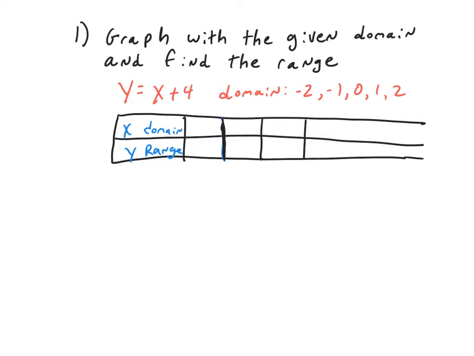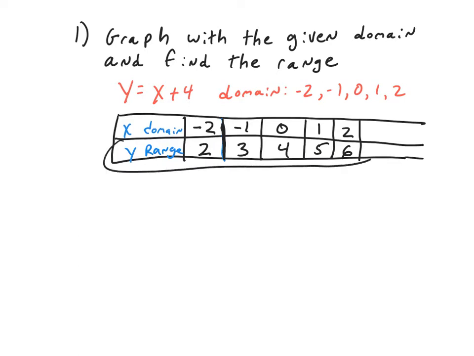Okay, so we have -2 for the first value. We'll put that into our equation. We'll get y is equal to -2 plus 4, so we're going to get 2 for the y. -1 plus 4 is going to be 3. 0 plus 4 is 4. 1 plus 4 is 5. And then 2 plus 4 is 6. So these are the ranges.